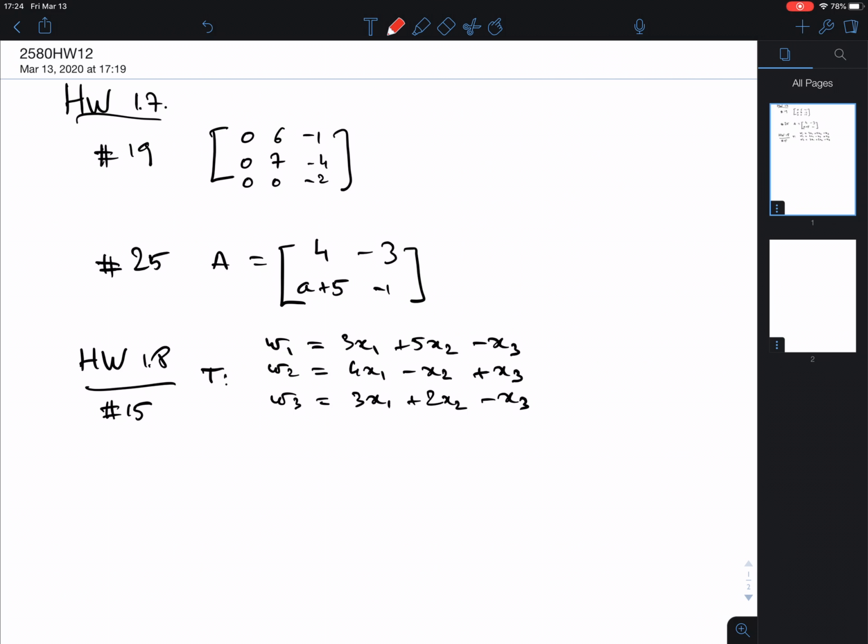Okay, let's look at some exercises. Number 19. It's about determining whether this matrix is invertible or not. Is A invertible? Now, as we see, this is an upper triangular matrix. And for an upper triangular matrix, we only have to look at the diagonal elements. And if they are all non-zero, then the matrix is invertible. This is not the case, so the answer is no, because of this 0 here.